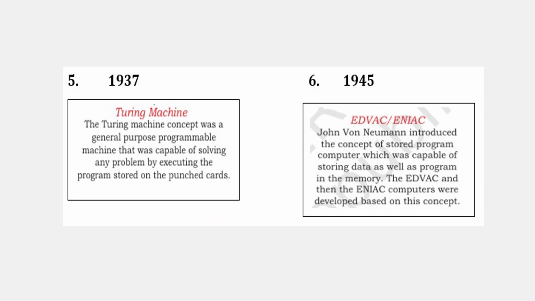The fifth computing device is the Turing machine. This Turing machine was invented in the year 1937. The concept was a general-purpose programmable machine that was capable of solving any problem by executing the program stored on punched cards. So the Turing machine is one of the computing devices.